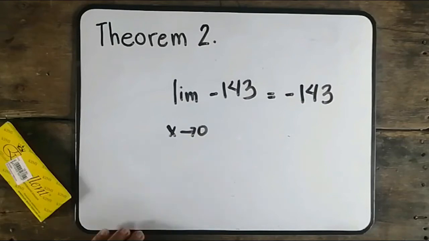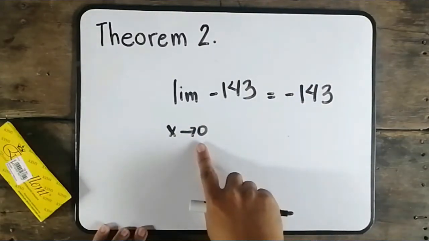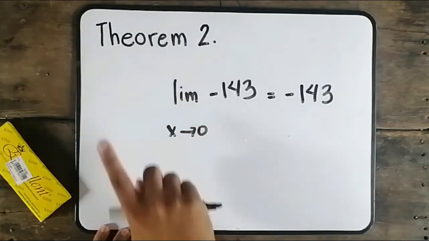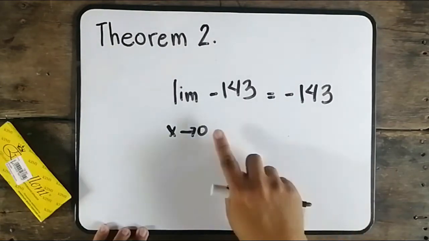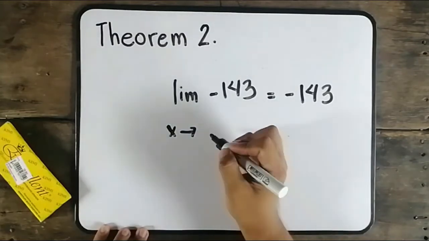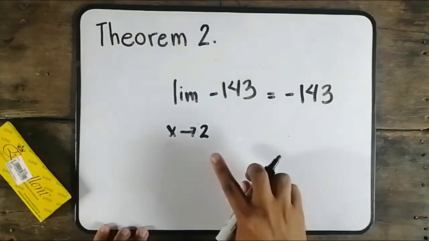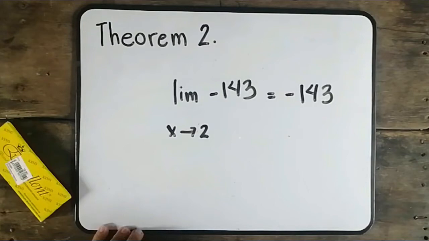Next example, if we have the limit of negative 143 as x approaches 0. So since negative 143 is a constant, so by theorem 2, the answer of this is negative 143. Note that theorem 2 holds whatever man yung value ng a natin dito. So kahit na 2 ito or any number, is still the limit of negative 143 as x approaches 2 is equal to negative 143.